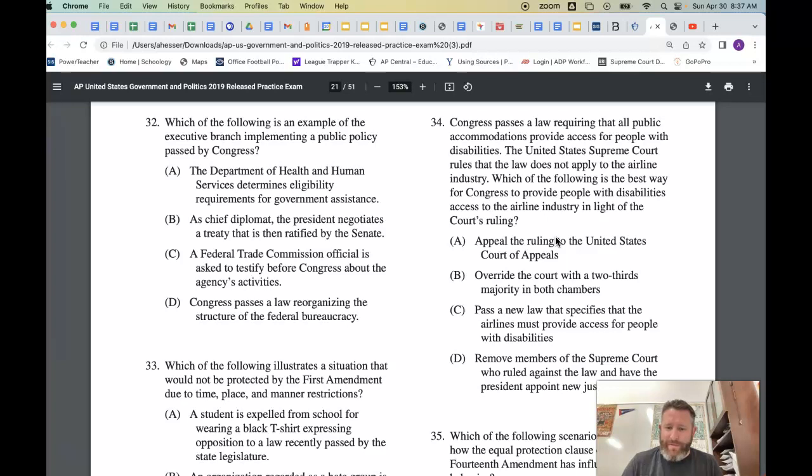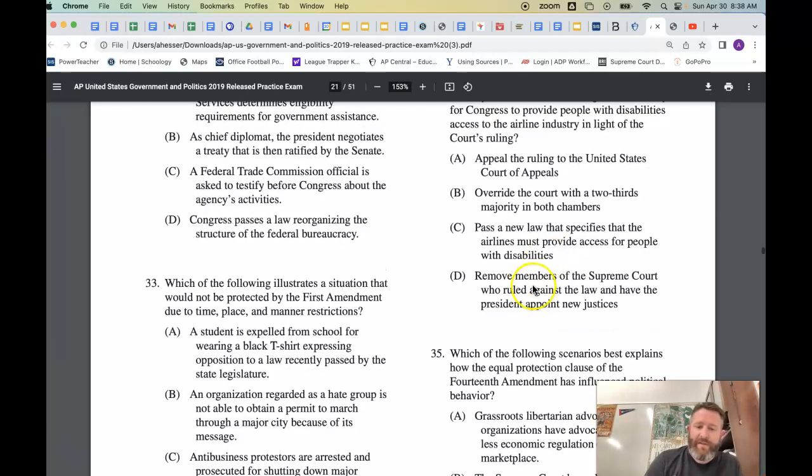Can they remove members of the Supreme Court and appoint new justices? The way they're phrasing that is like, no, they could remove them technically through impeachment, but they can't appoint new justices. The only thing Congress can do is pass a new law. It specifies that airlines must provide access for people with disabilities.